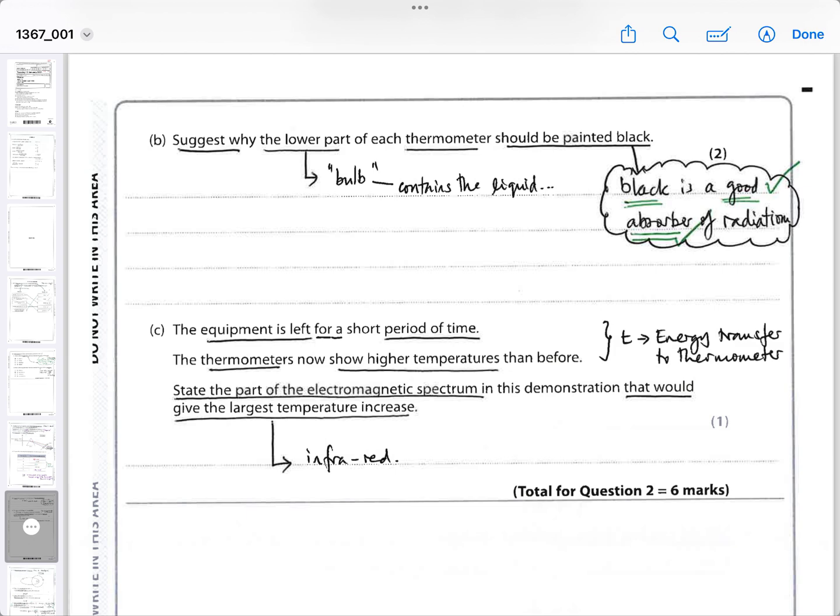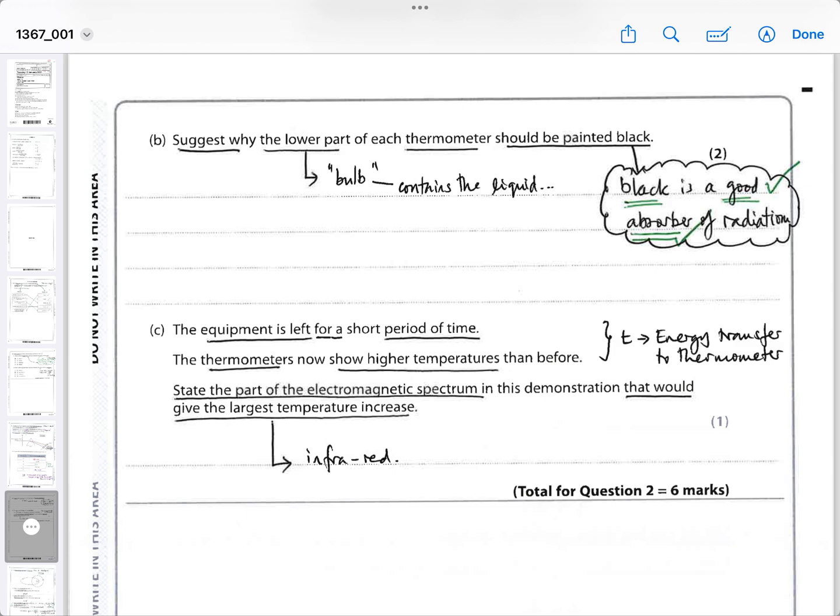But it says state which part of the electromagnetic spectrum, in this demonstration, the ones that we've looked at, would give the largest temperature increase, and that's infrared, because infrared is basically electromagnetic radiation which produces heat the most.